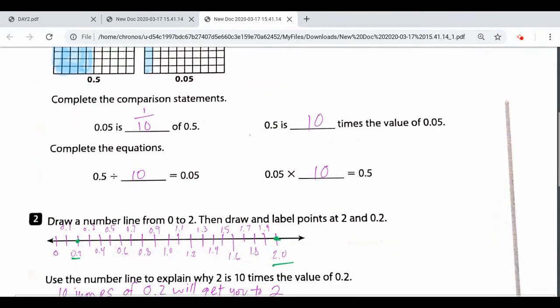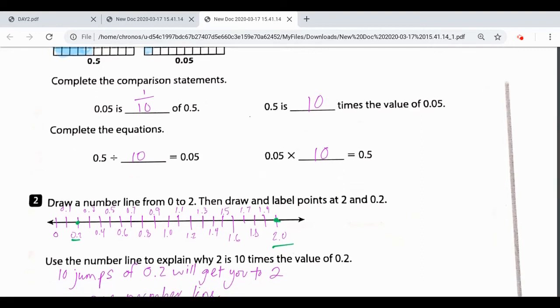The number line. This one was a little bit difficult to keep everything equal so it wouldn't look so cluttered. So I hope that is easily understandable for some of you.